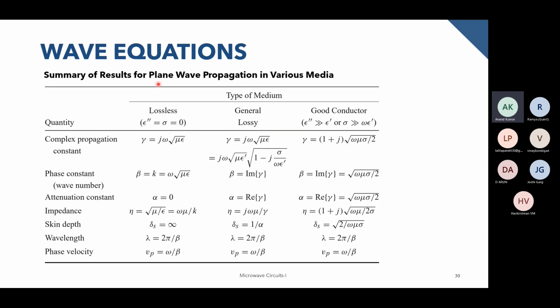So this is a summary. I'll put this table from the boards in other slides, just in case you are referring to whatever has been taught and want to quickly use it as a guide or a formula cheat sheet to recap things. It lists the propagation constant, phase constant, attenuation, impedance, skin depth, wavelength, and phase velocity for lossless, general or lossy media, and in the case of a good conductor, where we are using this particular approximation. You can use this as a reference while doing numericals as well.